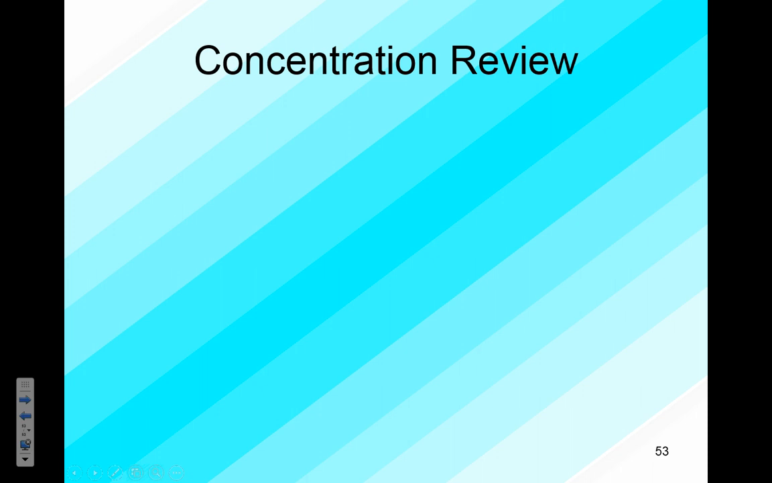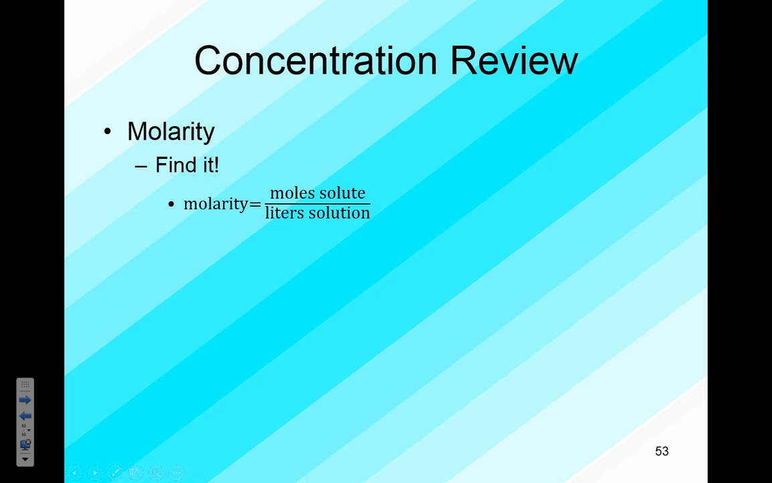Now, the last type of concentration we looked at was molarity. And remember, there were three things you need to be able to do with molarity. One, find it. And that's just remembering molarity is number of moles divided by liters of solution. So moles of solute, get it. Liters of solution, get it. Divide, and you have your molarity.